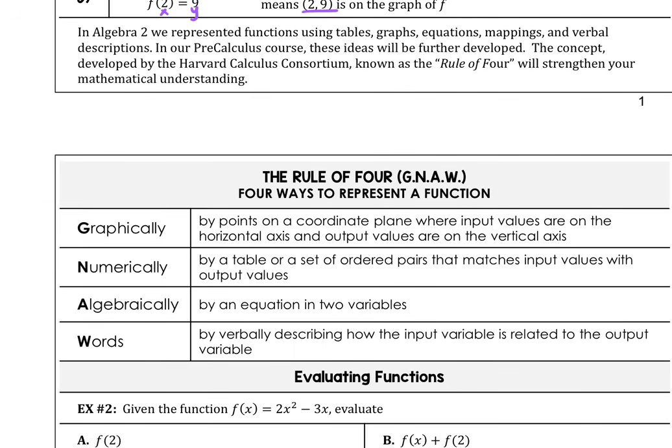Okay, the rule of 4: graphically, numerically, algebraically, and in words. Those are the 4 ways to represent our functions. Okay, graphically, obviously with a graph, numerically is a table with a set of ordered pairs. Algebraically can be an equation with 2 variables, so 2 letters. And then words is a verbal description with input variables related to the output variables. So a lot of the times that could be a simple word problem where the total cost for the number of notebooks you buy. So notebooks is your input, total cost is your output.